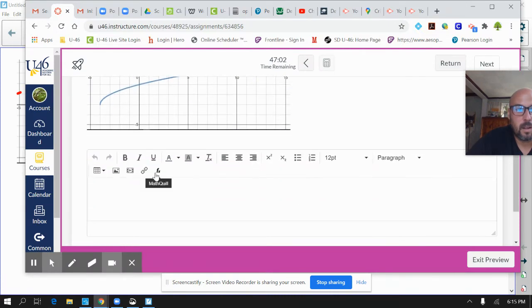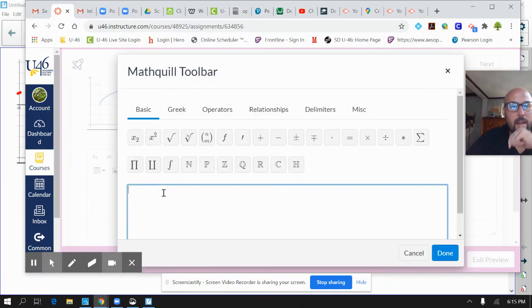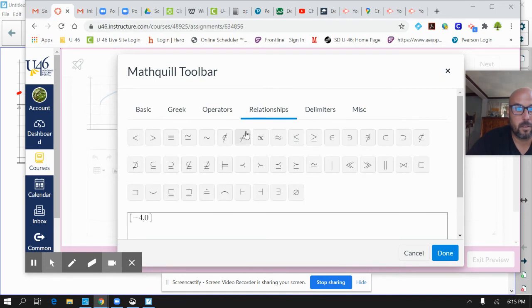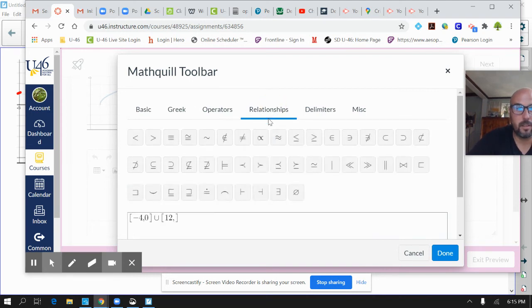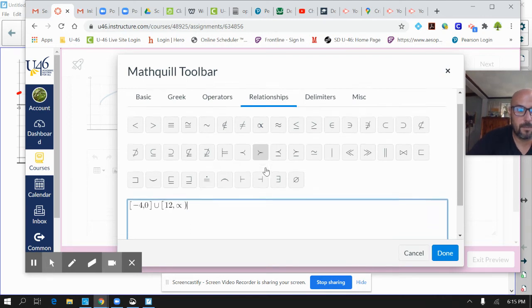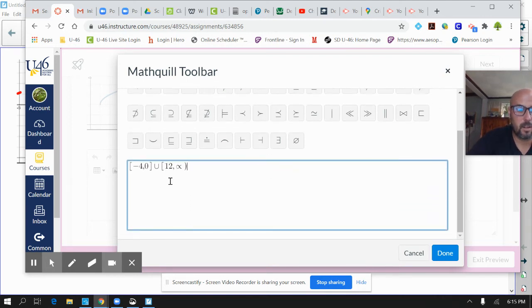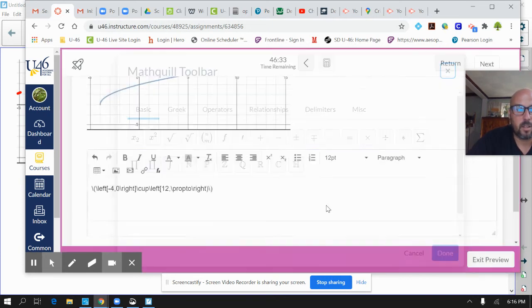So I would go to my little math function here, and I'm including those endpoints because it says greater than or equal to. So -4 to 0, union that with 12, remember, to infinity. And infinity always has a parenthesis on it. So this is the correct answer for that problem. The hardest problem in the quiz, I believe.